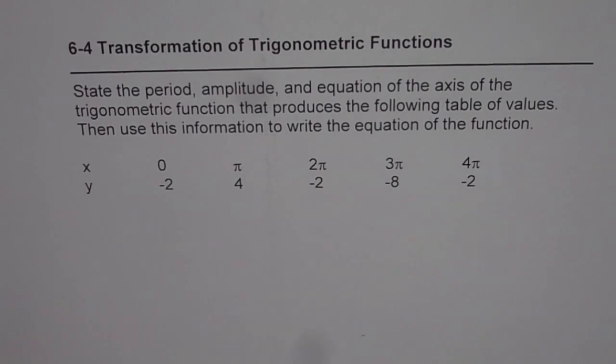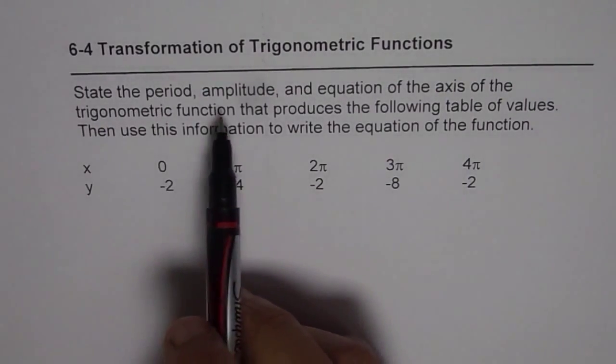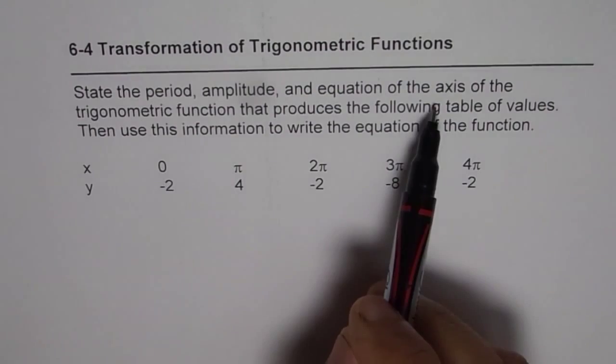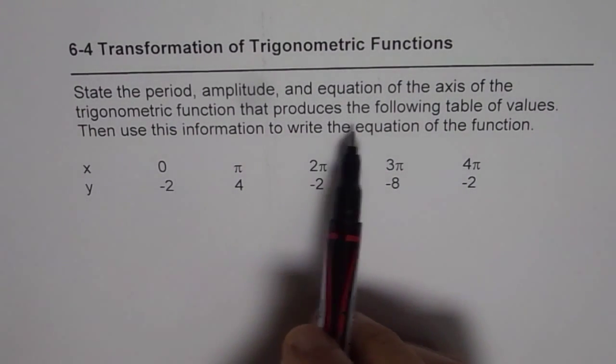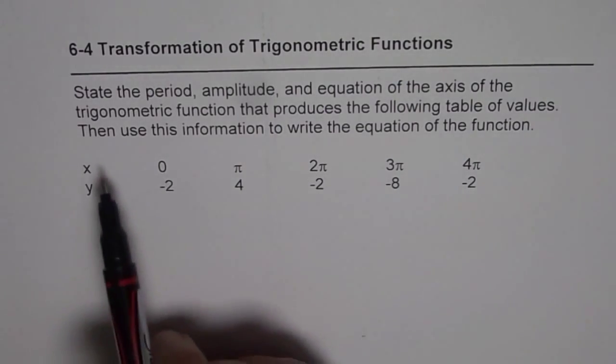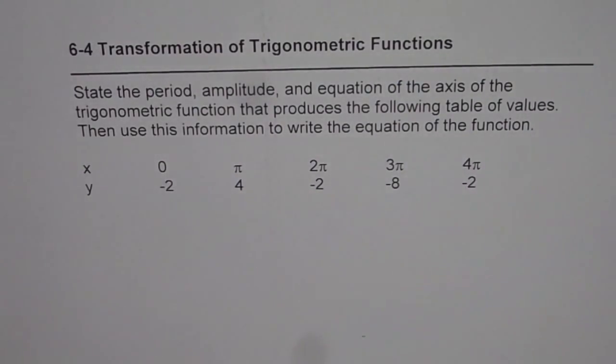I'm Anil Kumar, and in this video we will try to understand how to write the equation of a trigonometric function from given key points. The question here is: state the period, amplitude and equation of the axis for the trigonometric function that produces the following table of values. Then use this information to write the equation of the function.